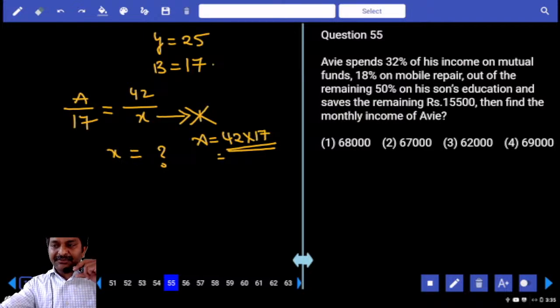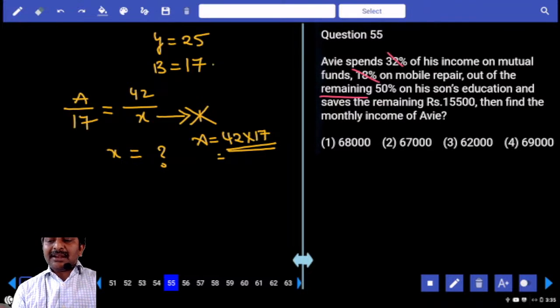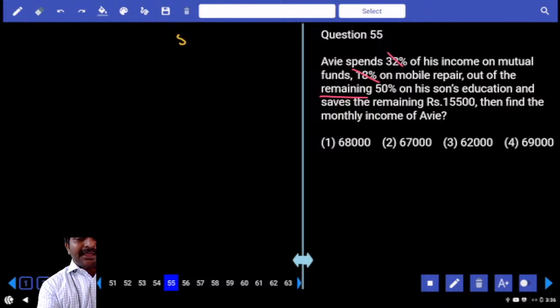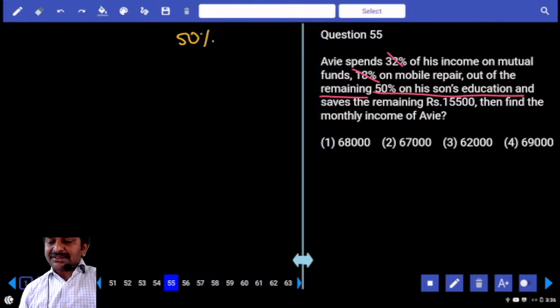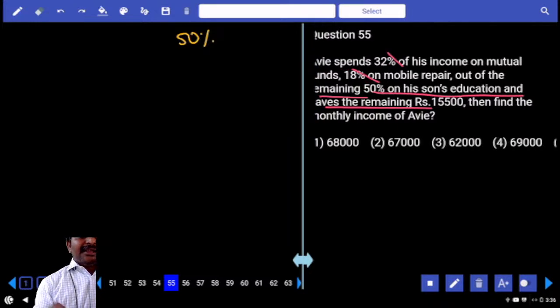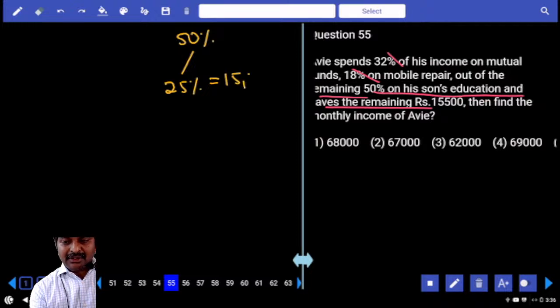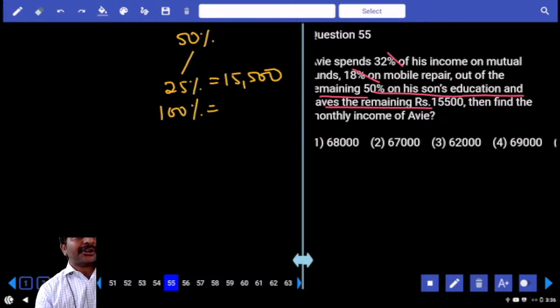Avi spends 32% of his income on mutual fund, 18% on mobile repair. Out of the remaining, so far 18 and 32 make 50% over, remaining is 50%. Out of this 50% on son's education and saves the remaining. Remaining in the sense 50% of this number only, which is 25%. This number is equal to 15,500. Find monthly income, which is 100%, 4 times of this number. Double, double, 62,000 final answer.